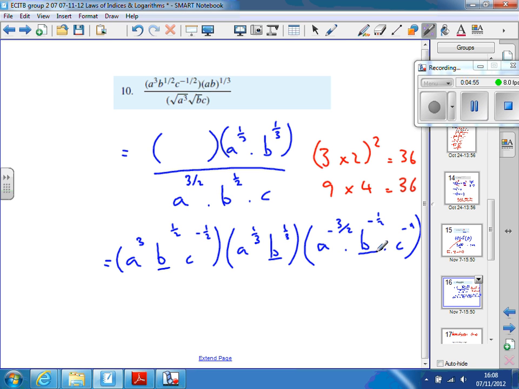So to do these sorts of questions, the first thing to do is to rewrite each bit in this power form so that you can then combine them together using the first laws of indices. Okay, so I won't finish that off, I'll leave you to finish it.